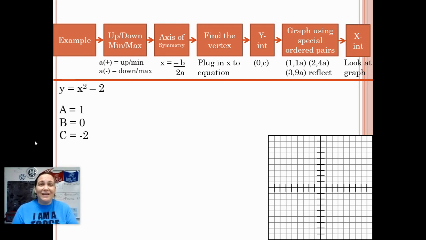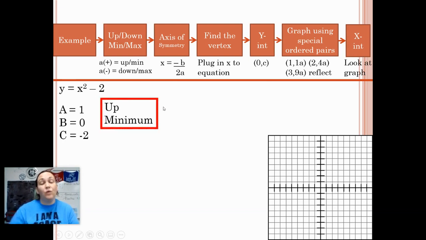The first question we need to answer is, does it open up or down, and does it have a min or max? In this problem, my a is positive 1. So this one will be opening up and it will have a minimum. So it's a right side up U shape with a lowest point.